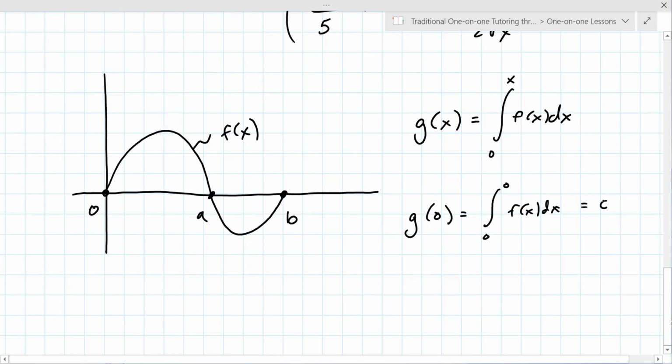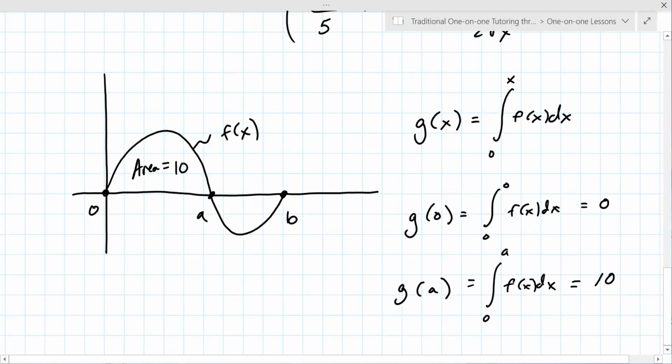which is 0. But if I asked you for g of a, assume a is a number. I don't know, a could be 5, 2, whatever. It's now the integral from 0 to a of f of x dx. And this equals whatever the area is here. So let's say the area is 10.